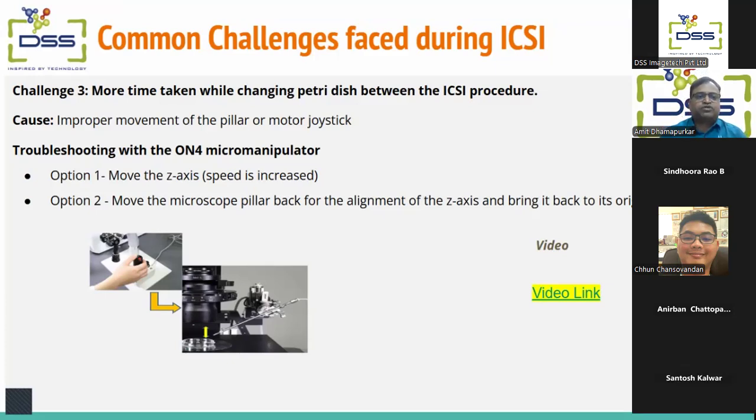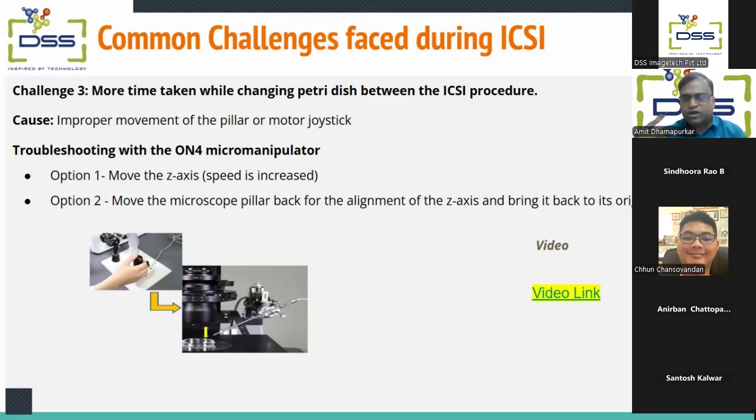So the more time taken while changing the petri dish during the ICSI procedure is also a crucial thing and one of the common challenges many people face during ICSI. The cause is the improper movement of the pillar or the motor joysticks. Here also, likewise, last time we saw that we have two options for the pillar adjustment and the joystick adjustment to overcome the challenge.